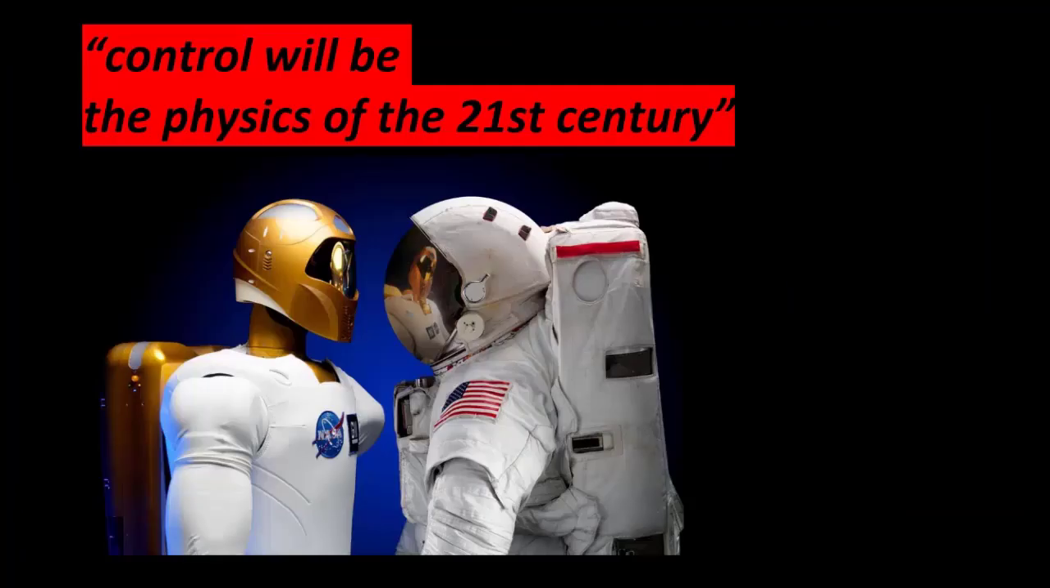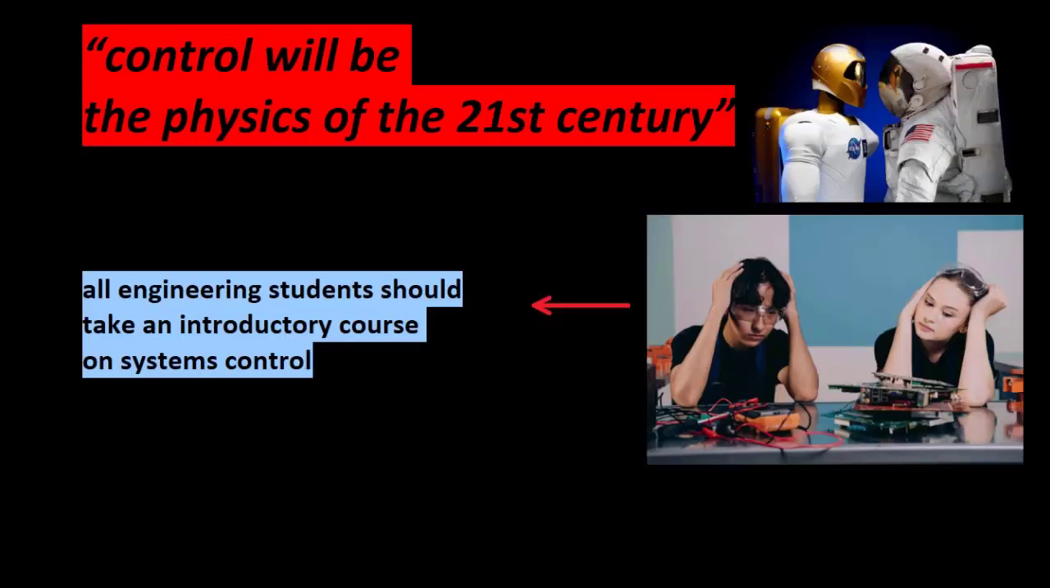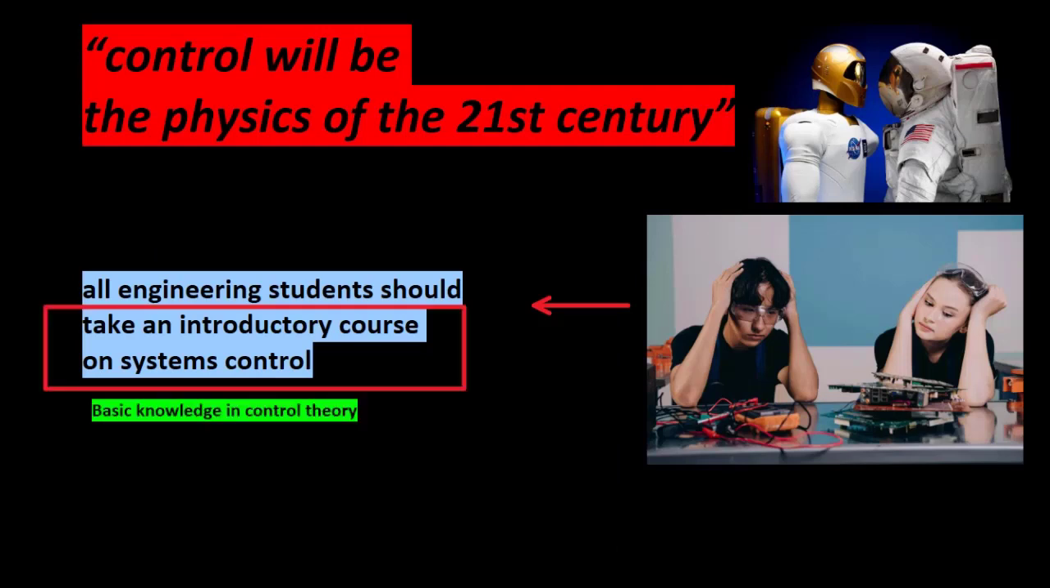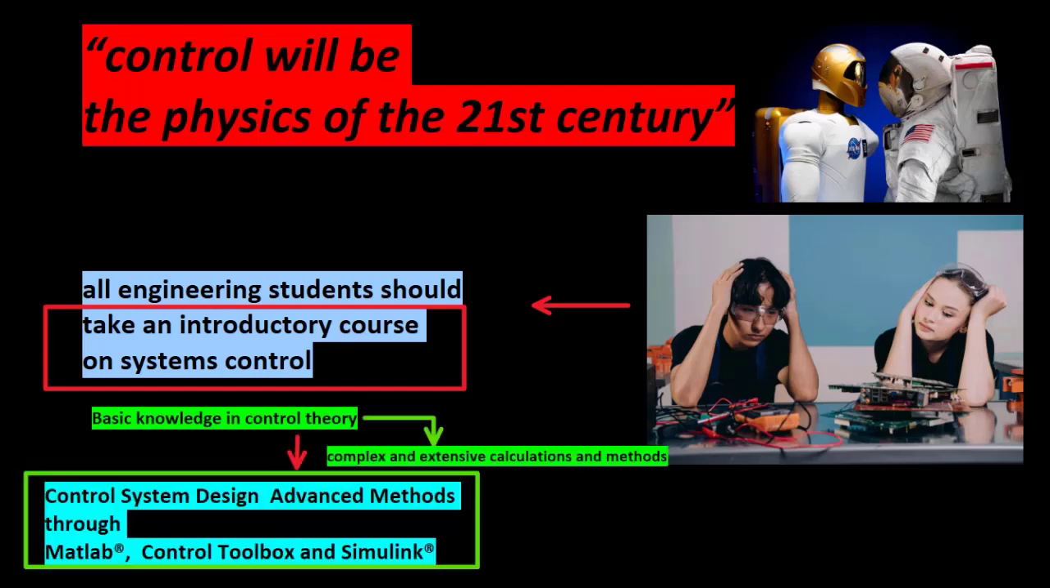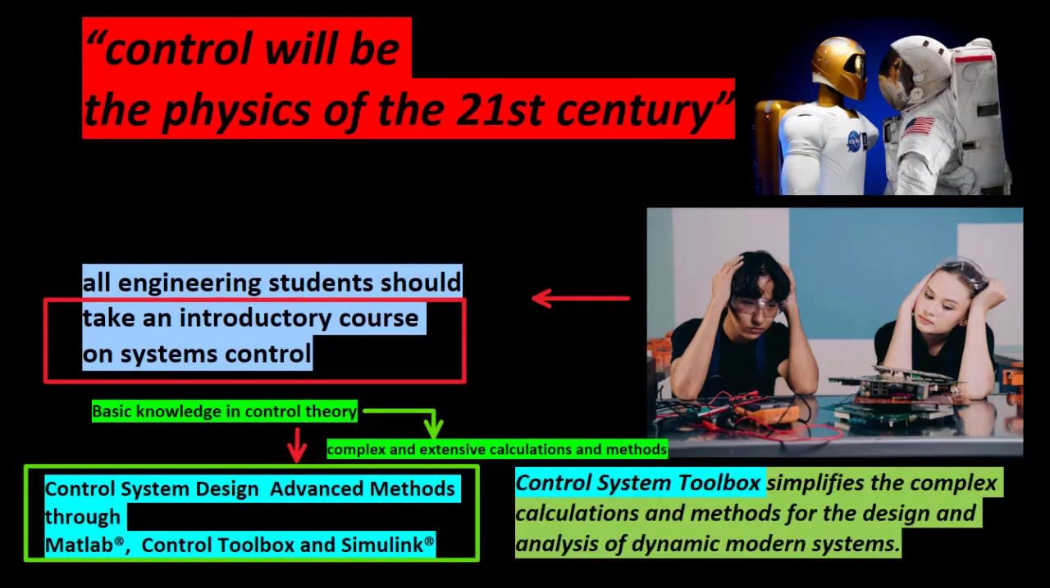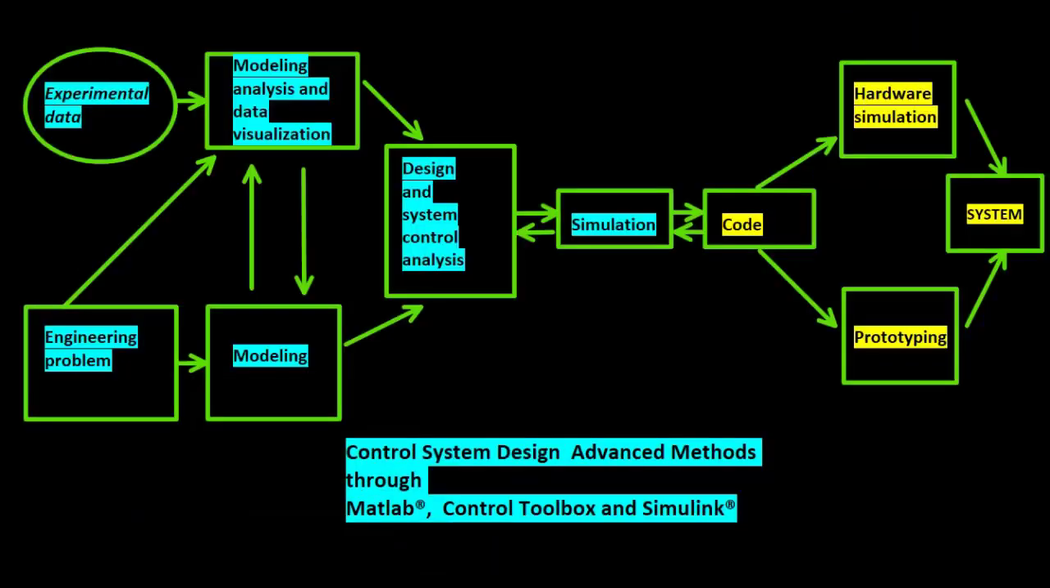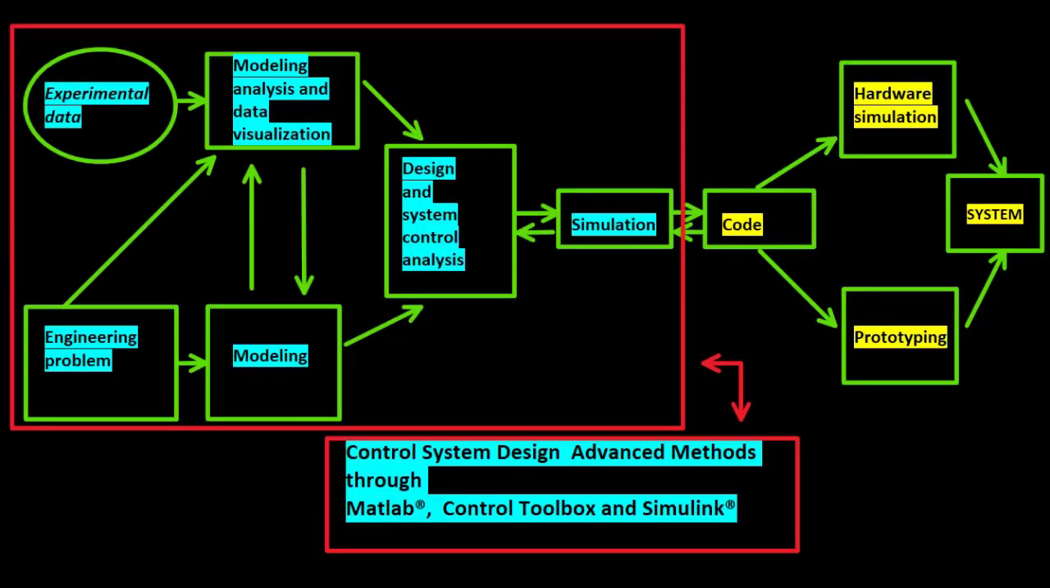The phrase "control will be the physics of the 21st century" means that all engineering students should take an introductory course in systems control. This basis is the foundation of this course, in which complex and extensive calculation and methods are applied with the help of Control System Toolbox in order to carry out all steps of the control engineering investigation of a system.